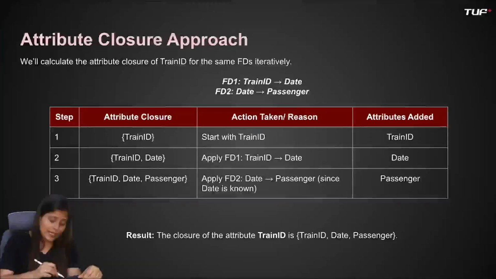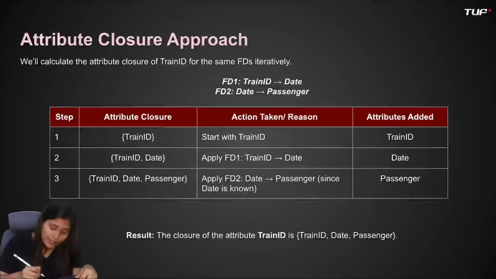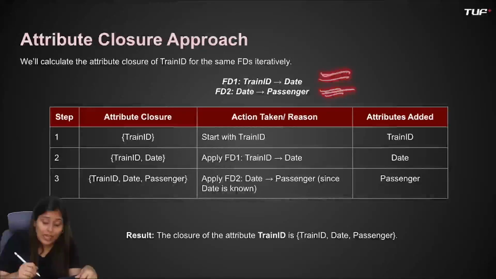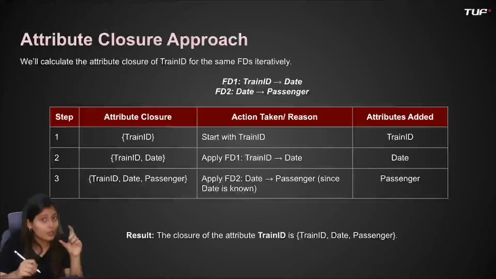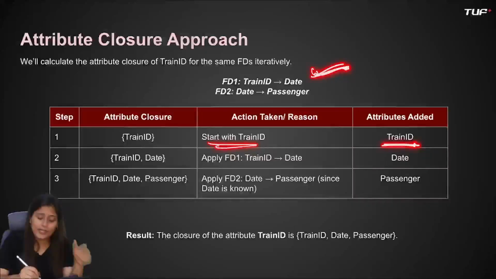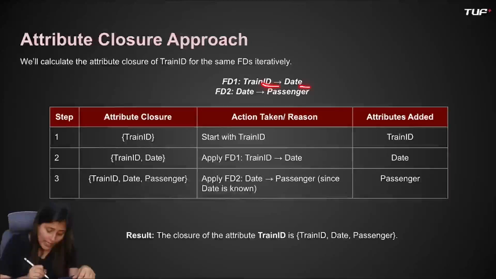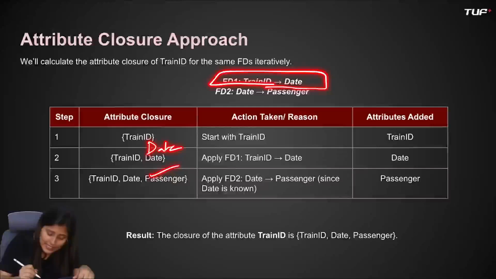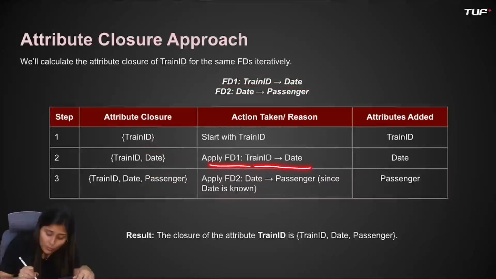Now, the second one is the attribute closure approach. Let's see how we do it here. Again, we have the same functional dependencies, and we find the new functional dependency without following any rules. First, we check train ID, and we see that train ID can find train ID, right? Now we check: do we have some relation with train ID? Yes, train ID can find date. Okay, then we will add date, and then we'll see if that can form any functional dependency. Yes, so we will say that functional dependency 1 relies on this.